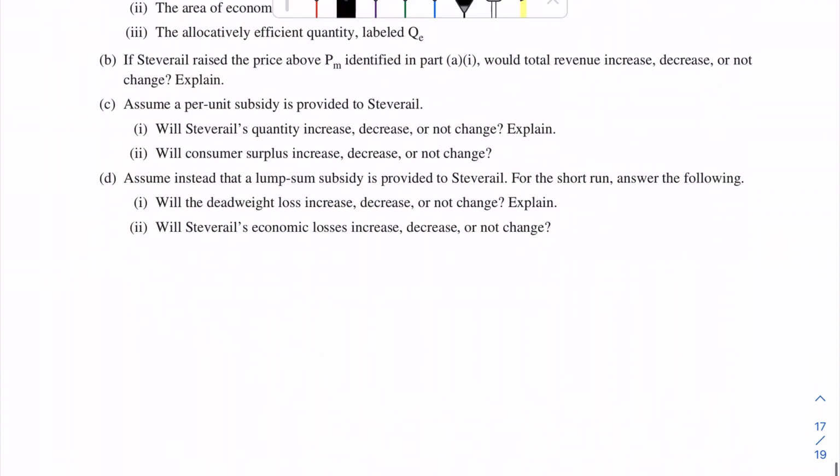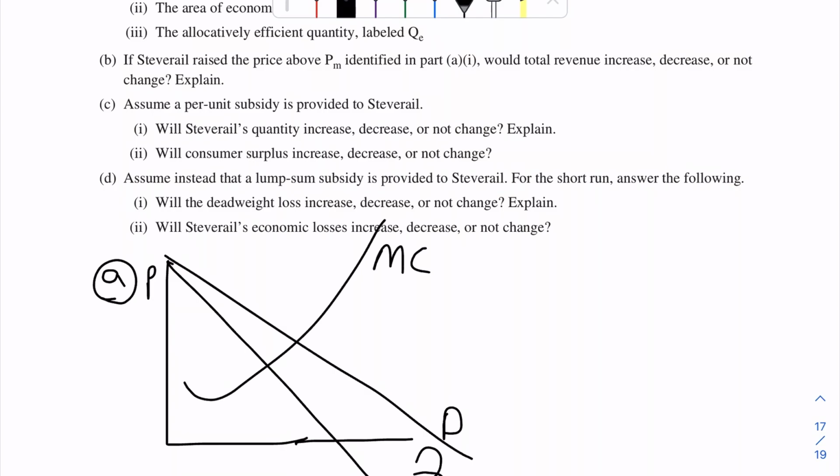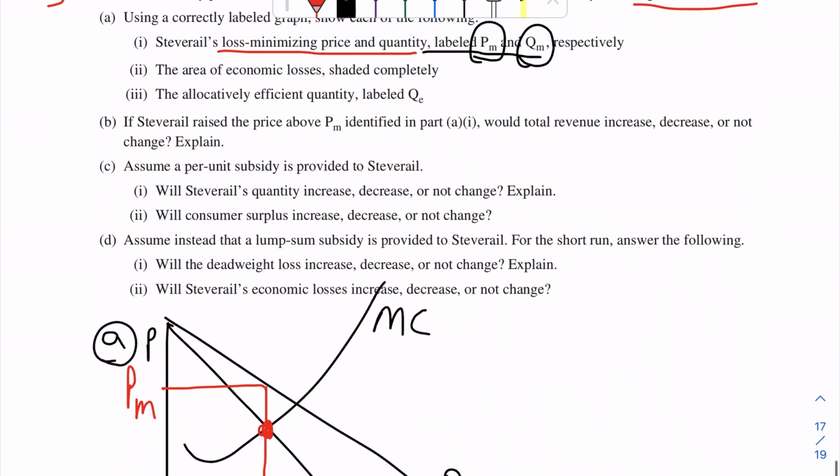So let's go ahead and do that. So part A, we need price, we need quantity, we need a demand curve, we need a marginal revenue curve, we need a marginal cost, and I like to do the price and quantity right now, and I'll show you why. So we do MR equals MC, we find the quantity. How do we find price? We go up to the demand curve. So that would be our price here. So PM, QM.